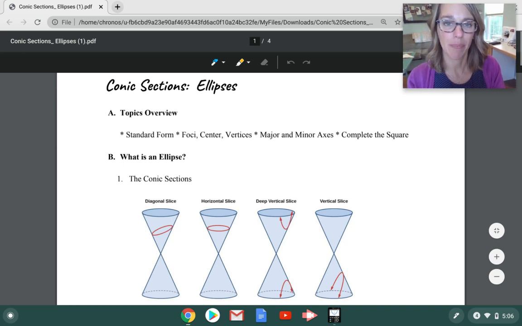Let's talk about ellipses today. Ellipses are one of the conic sections, and they're one that's used quite a bit in terms of mathematical modeling because it represents the path of some kind of an orbit of an object.